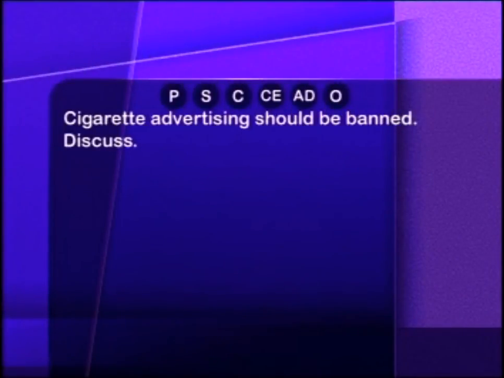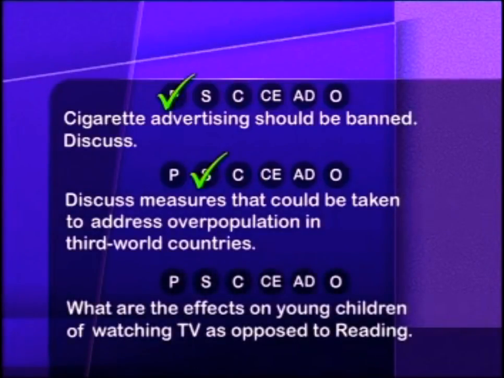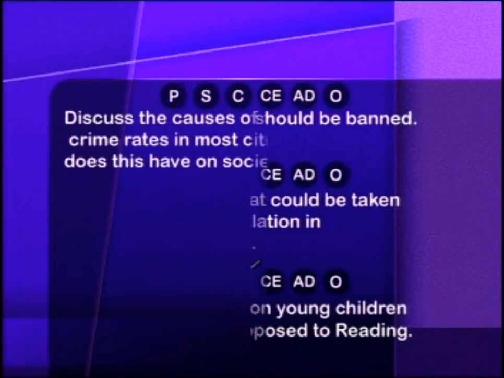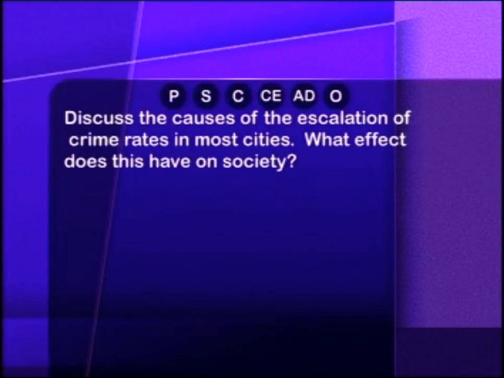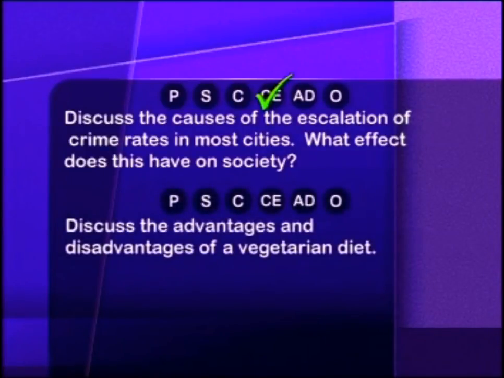Cigarette advertising should be banned. Discuss. Discuss measures that could be taken to address overpopulation in third world countries. What are the effects on young children of watching TV as opposed to reading? Discuss the causes of the escalation of crime rates in most cities. What effect does this have on society? Discuss the advantages and disadvantages of a vegetarian diet.